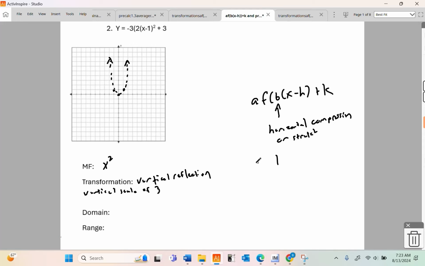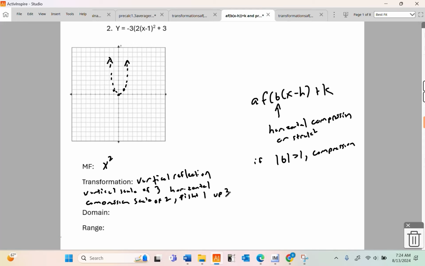And the deal is if the absolute value of B is greater than 1, it's a compression. So we're cutting this thing in half widthwise. So there is a horizontal compression, scale of 2. And then we have the easy ones. We have right 1, up 3. It's supposed to be an R there. Right 1, up 3. Lots of things.